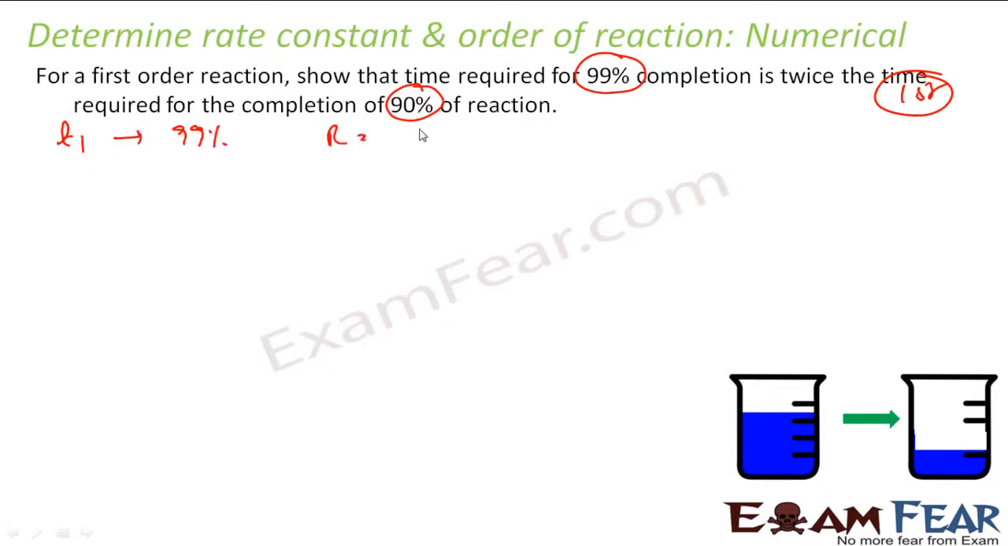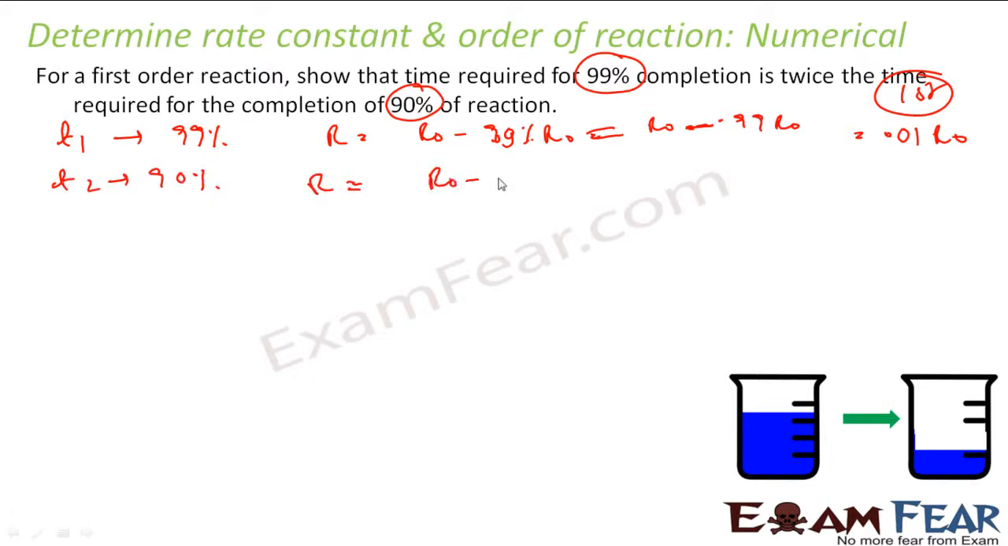So the final R will be what? R0 minus 99% of R0. Correct? That is nothing but R0 minus 0.99 R0, and that is nothing but 0.01 R0. First case. Second case, when 90% of the reaction is complete, the final concentration R is nothing but R0 minus 90% of R0. And that is nothing but R0 minus 0.90 R0, and that is nothing but 0.1 R0.